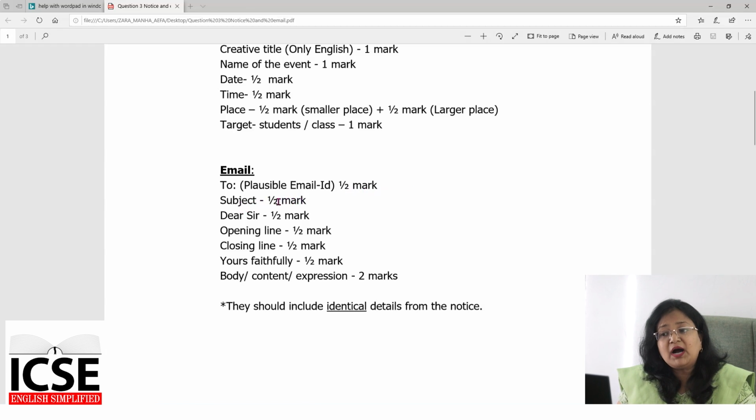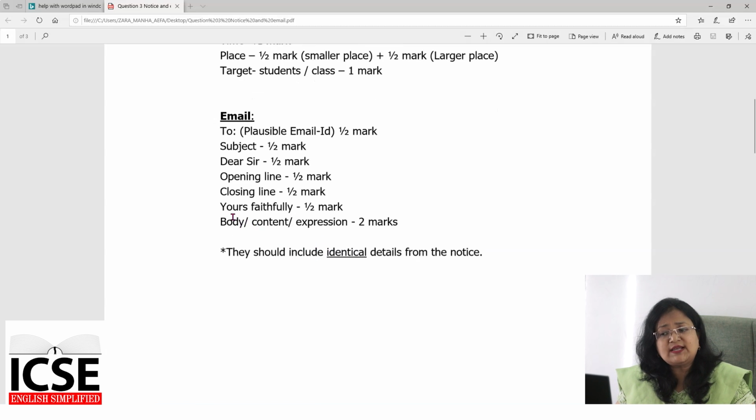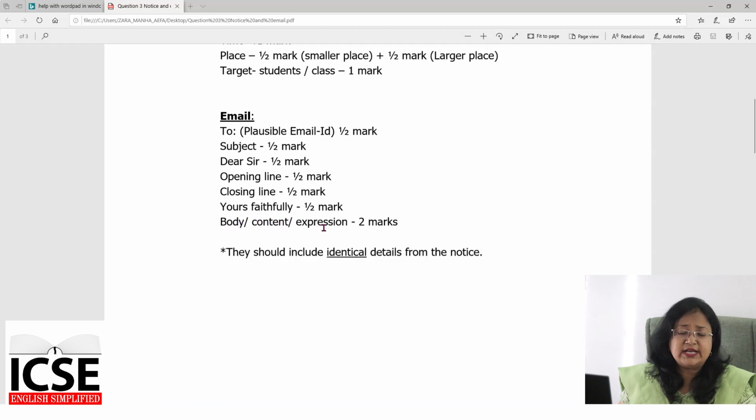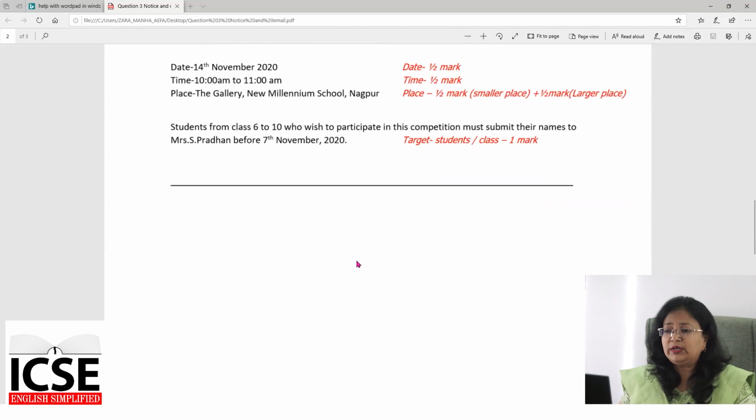The next half a mark is for subject. The next half a mark is for the salutation, dear sir. Next half a mark is for an opening line, then a closing line, the other half a mark. When you write the subscription, yours faithfully, you will get half a mark, and the entire email, the body, the content, the expression carries 2 marks. Here, it is important that you include identical details that are given in the notice. So let's look at the email over here.